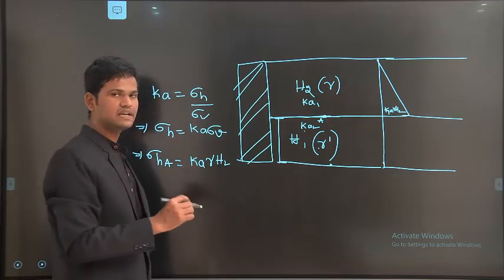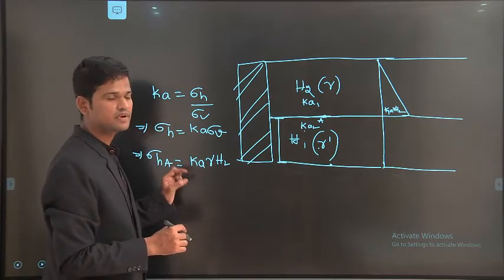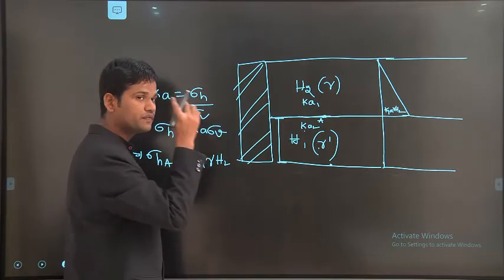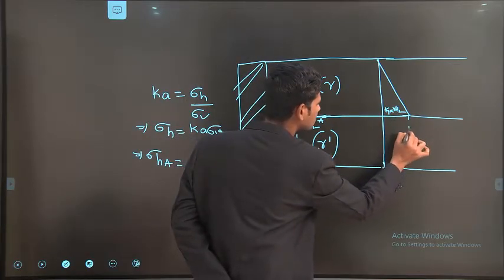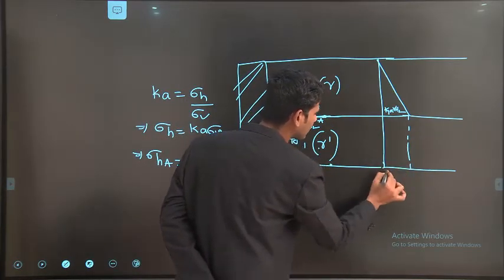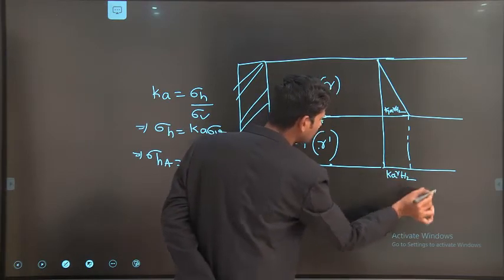In our present condition, in a normal derivation, they are giving the same coefficient of earth pressure. Hence, there is no problem. We are considering the same coefficient of earth pressure. Again, for this diagram, the same horizontal pressure will act at this particular depth, nothing but Ka into gamma into H2.